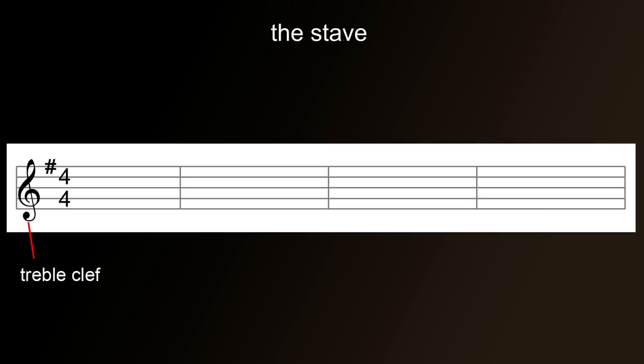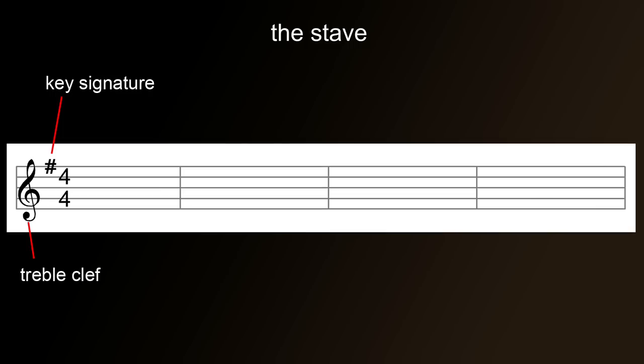The next element is the key signature. And this is made up of a number of sharps, or flats, or none. And this tells us what scale the tune is based around, and how we should play the notes.